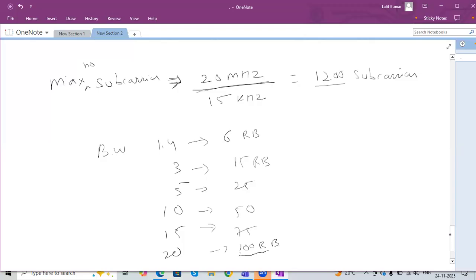So based on that, in one resource block, 12 subcarriers will come here, right? Or I can say 180 kilohertz.